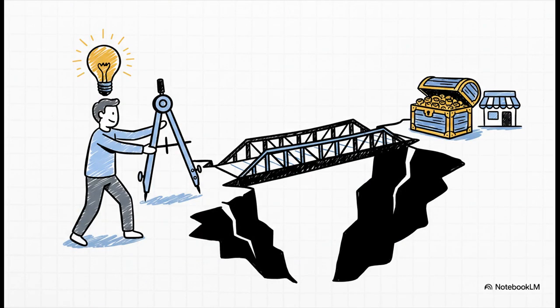So here's the bottom line. The wall between your idea and a profitable product has just been smashed to bits. This is all about moving from being dependent to being independent. It's about empowering you to stop paying other people to build your vision and instead just start building it yourself right now. The only question left is, what are you going to build first?